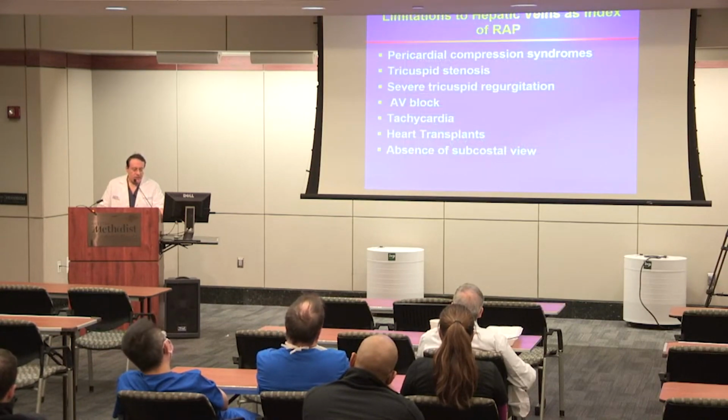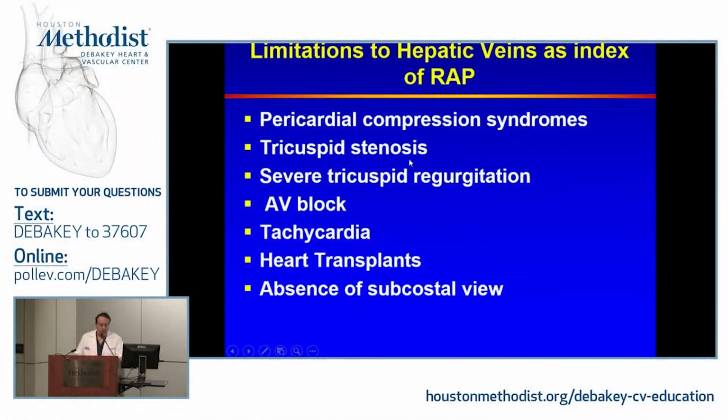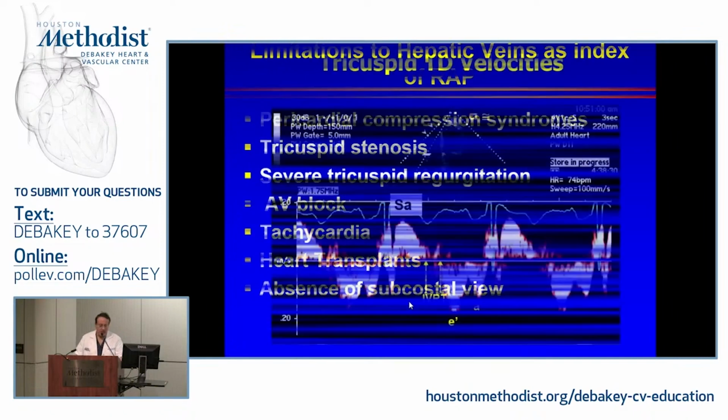What are the limitations for the hepatic veins? Pericardial compression syndromes, tricuspid valve disease, arrhythmias with AV block, tachycardia, heart transplant recipients, and again, absent subcostal views.